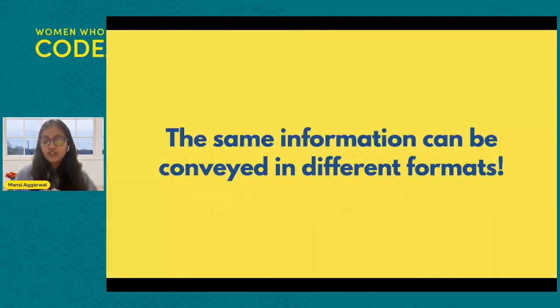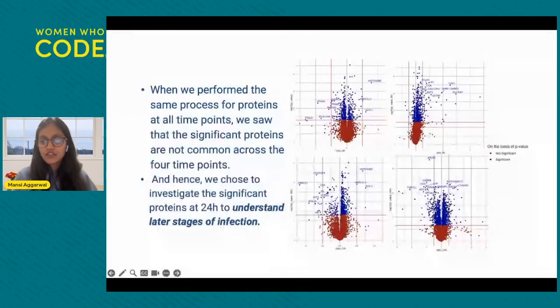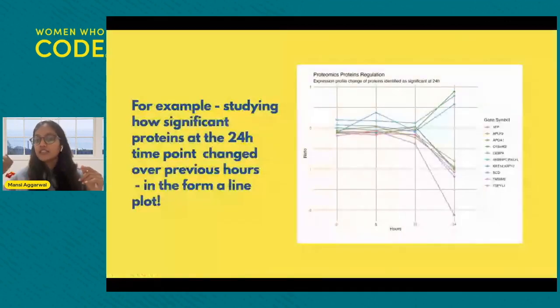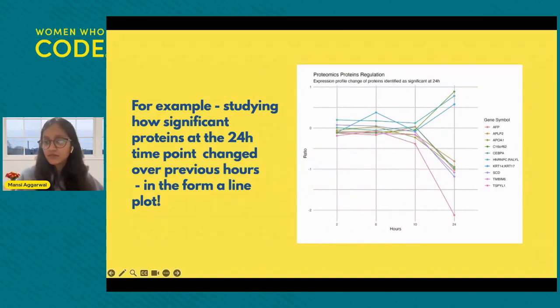Now I want to bring your attention to an important topic, that the same information can be conveyed in different formats. So what I did was I took these 10 proteins and I mapped them on the previous time points. I'm backtracking my information to see how these 10 proteins behaved previously. I subsetted their ratio at 2, 6, 10, and 24 hours, and just drew a line plot.